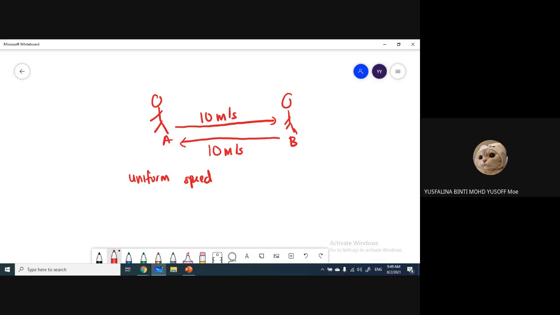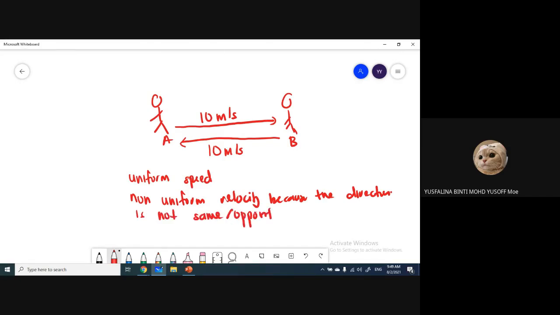Okay, this one is uniform speed, but non-uniform velocity, because the direction is not the same, or you can say it is opposite. Okay, are you clear?